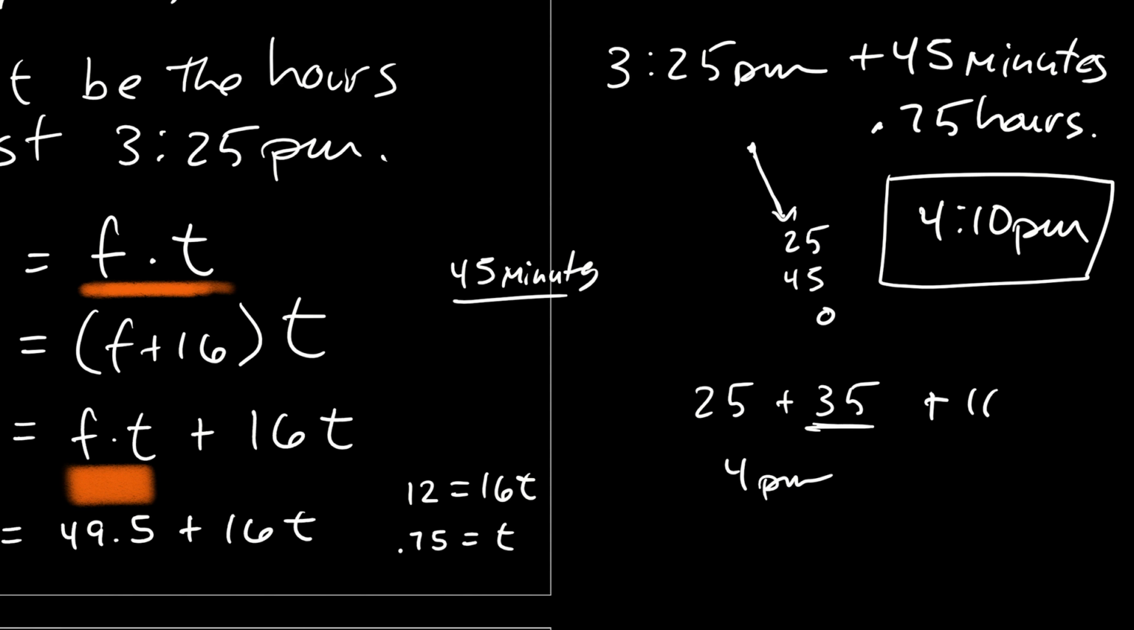Why, Mr. Roberts? Well, I know that 35 minutes plus 10 minutes is 45 minutes, which is the amount of time that has elapsed. But why am I breaking it up this way? Because I just want to get to the next hour. If I'm at 3:25 and I add to that 35 more minutes, that's going to make it 4 p.m., but I still have 10 minutes left over. So it should be 4:10 p.m.